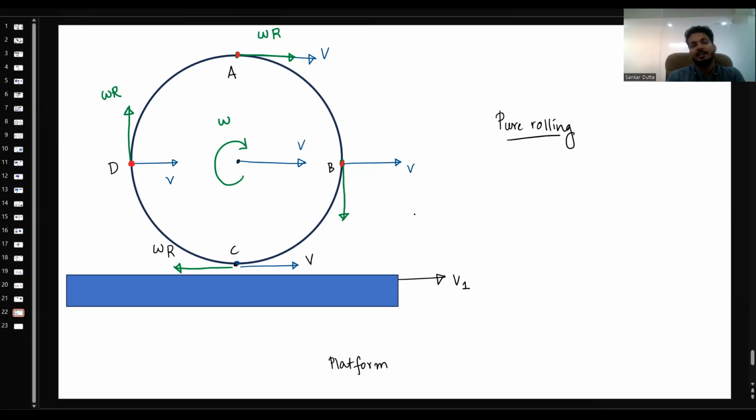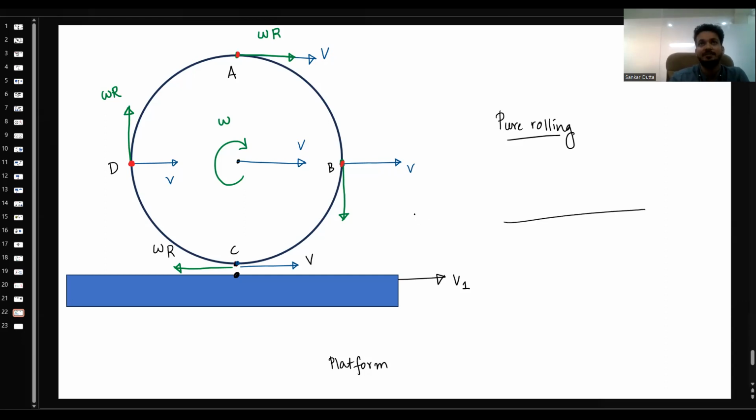Pure rolling means that the lowermost particle on this body is at temporary rest compared to the particle which is below it. Like on road, C would come to rest. Then we will understand, okay, this is pure rolling. But if you want to be at rest with respect to the platform, you want the lowermost point to be at rest. So that means the net velocity of C should be equal to V1, right?